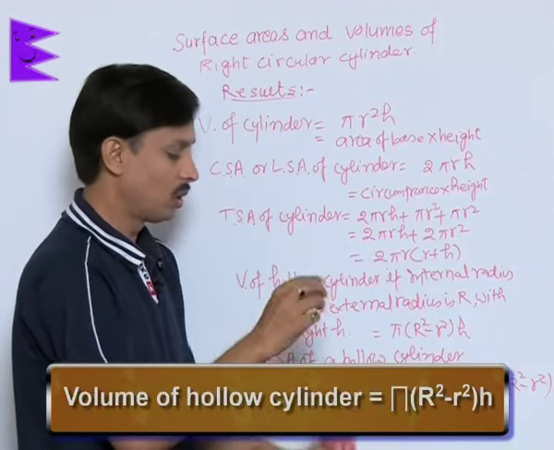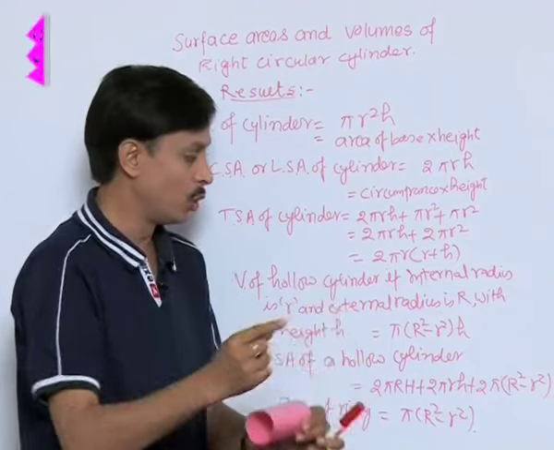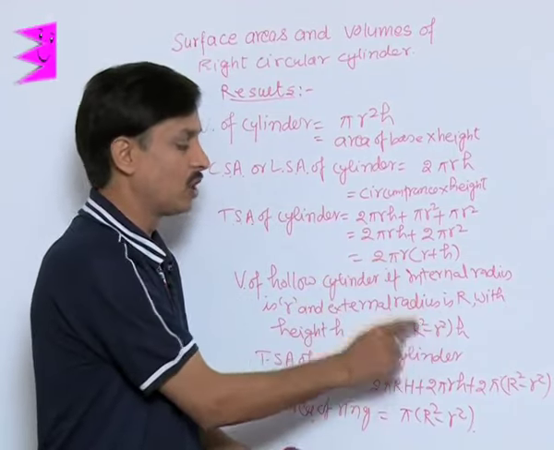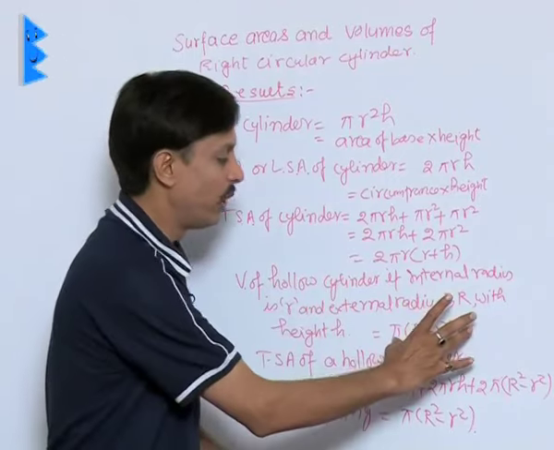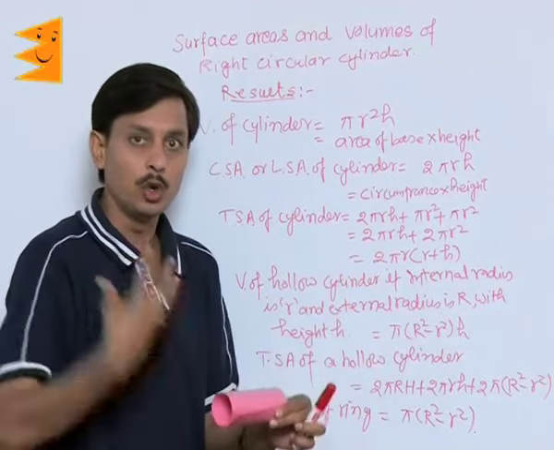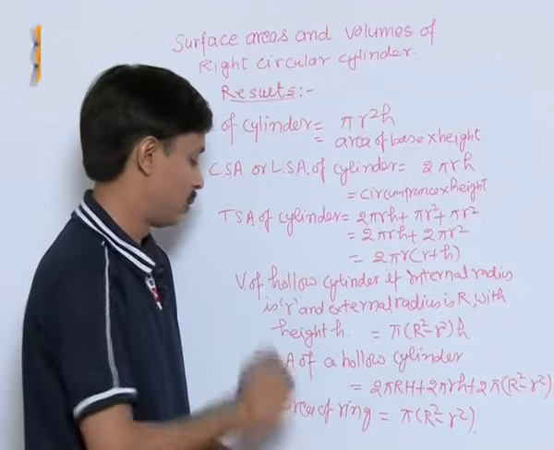If you talk about how much material is used, this will be the volume, and when this volume is multiplied by the given density, the weight of the material used to make the cylinder will come out.